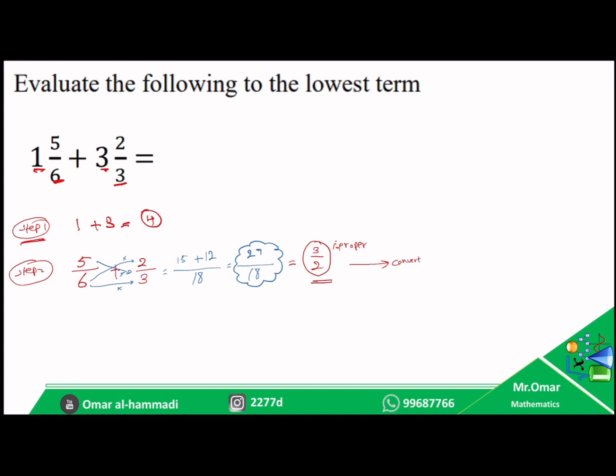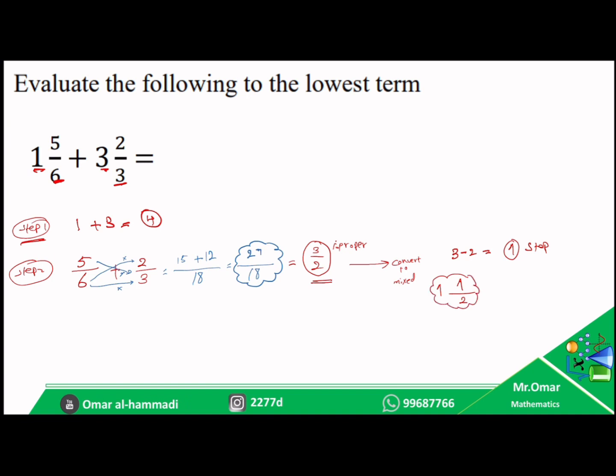Convert it to a mixed number. How can we do this? By successive subtraction. 3 minus 2 will give us 1. So stop, that's it, only one step. So we have 1 divided by 2. How many steps? Just 1. So this is the mixed number.